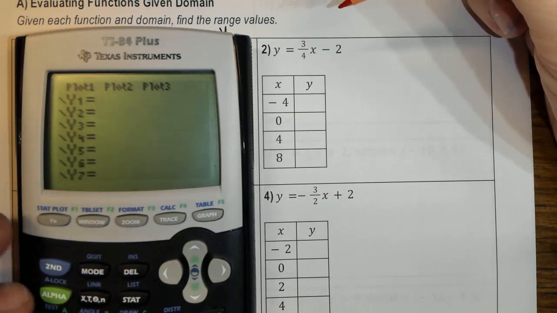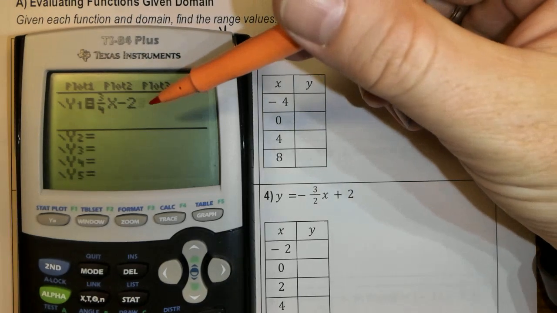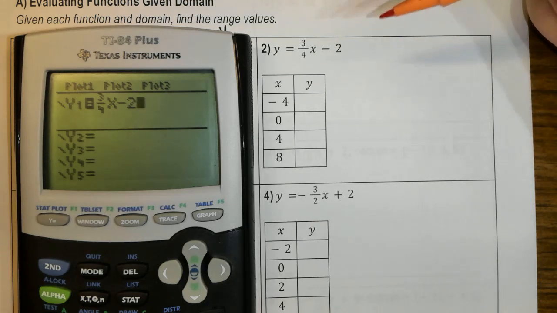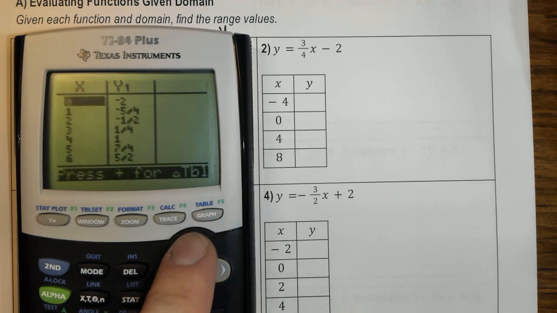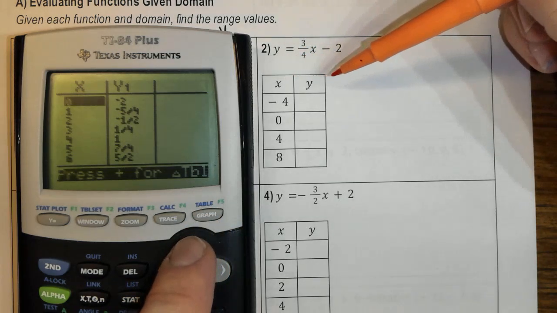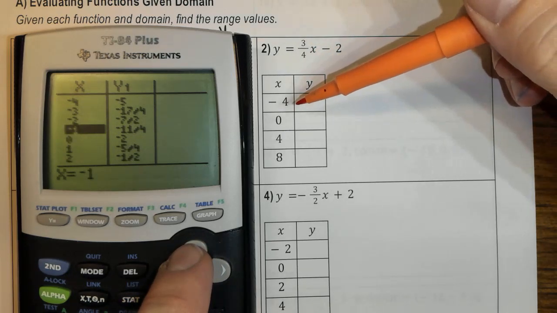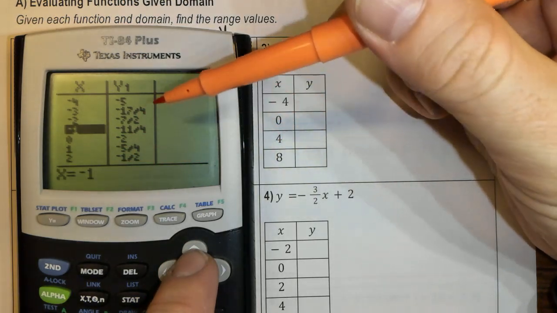So for fractions, you do alpha, y equals, enter. So you get a fraction. So I have 3 over 4 x minus 2. My equation here should match this one on the paper. This should be the exact same thing. Once I have that, I can hit second, which is the blue button, and graph in the top right. And it gives me, look, a table that looks just like this one. Now I can go up or down, and I can find these x values right here, and then write in the y value that it shows me on the calculator.